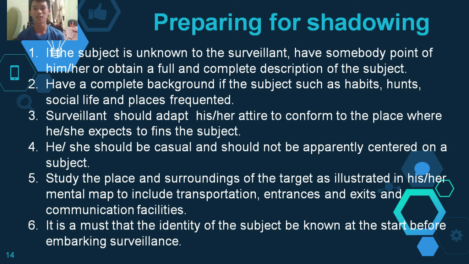So at this point, preparing for shadowing. So number 1, if the subject is unknown to the surveillant, have somebody point him or her out, or obtain a full, complete description of the subject. So you must have a complete description of the subject. And 2, have a complete background of the subject, such as habits, haunts, social life, and places frequented.